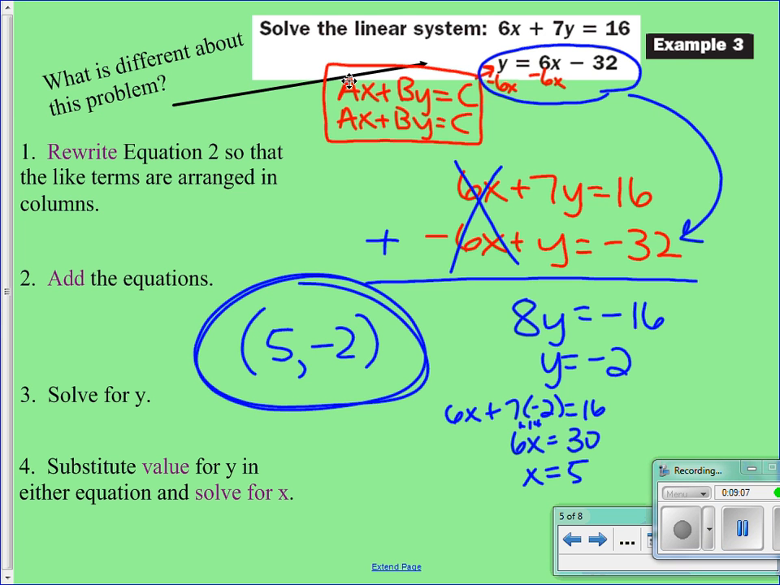And let's check to make sure that this works. So 30 minus 14, that equals 16. And -2 should equal 30 minus 32, and it does.